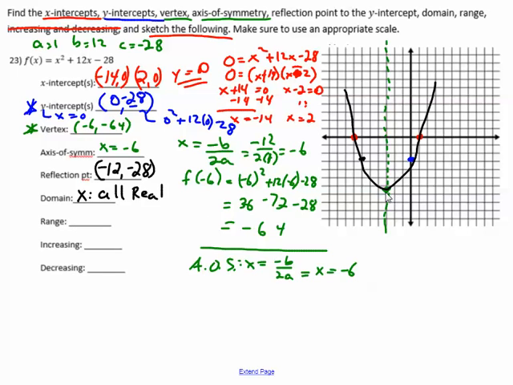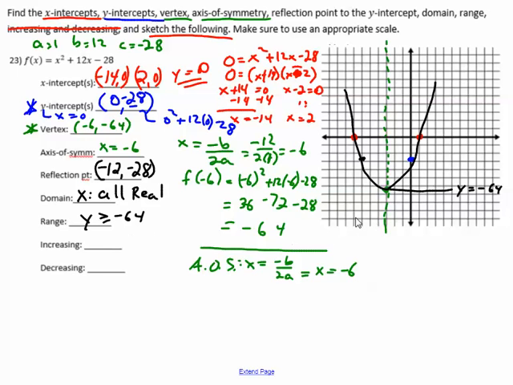Range would be the y values. We'd stop right down here, or start, I suppose, and go up to infinity. So my range would be y greater than or equal to this value right here. There's my minimum value. What's that minimum value? The vertex is negative 6, negative 64. y equals negative 64 is my minimum value. So y has to be greater than or equal to negative 64. And that's my range.